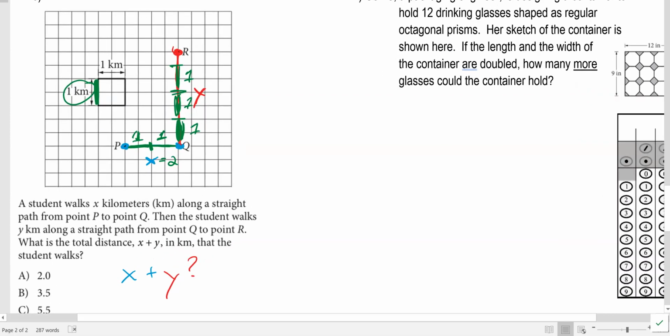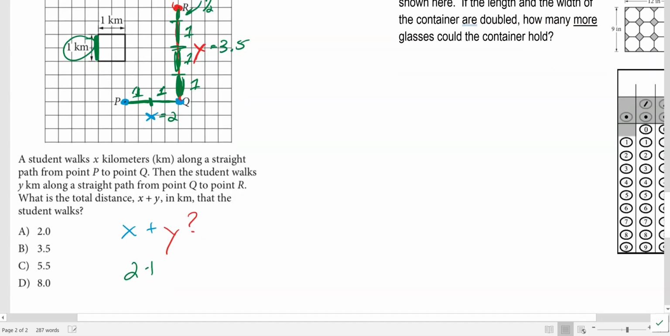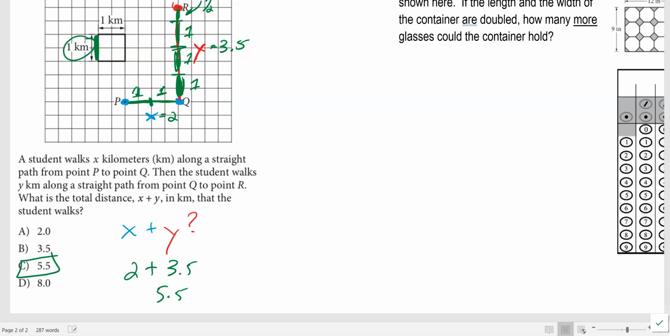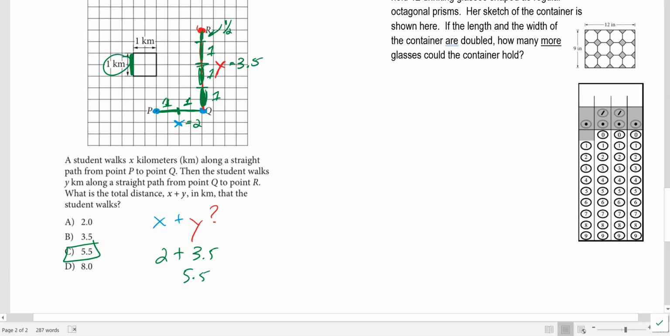Okay, and then we've got 1 space. Well, if 2 spaces is 1 kilometer, then 1 space is a half kilometer. So this is going to be 3.5. So we have 2, sorry, plus 3.5 gives us 5.5. Pretty straightforward, right? But you got to use that scale to help you kind of figure out that calculation.